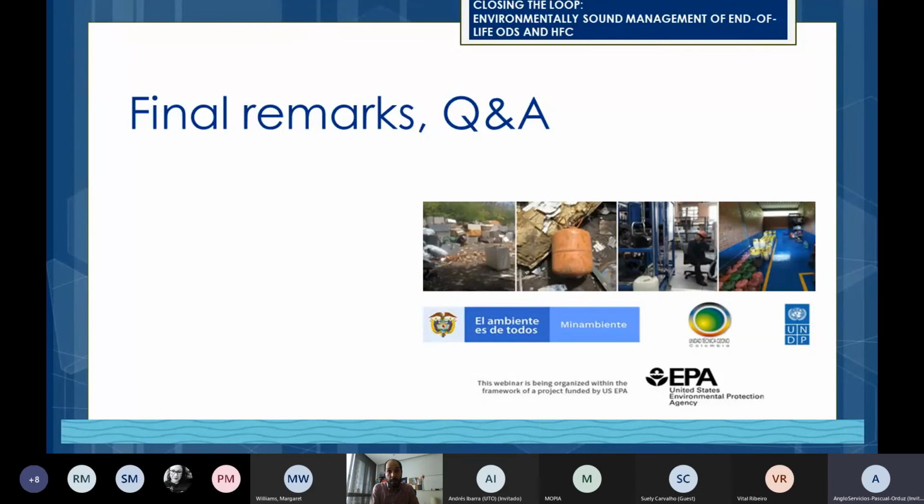ODSs and HFCs. So with this presentation, we've come to an end of the presentations we had scheduled for today. I know we've gone over time, but I believe it's important that we look at the different actions being taken in different countries to close the loop on the environmentally sound management of end-of-life ODSs and HFCs.